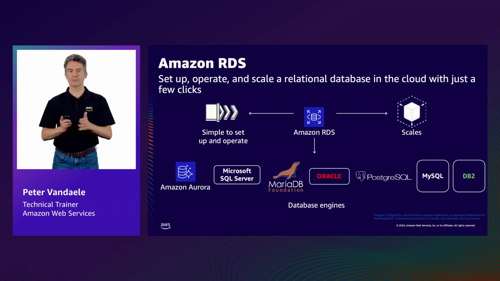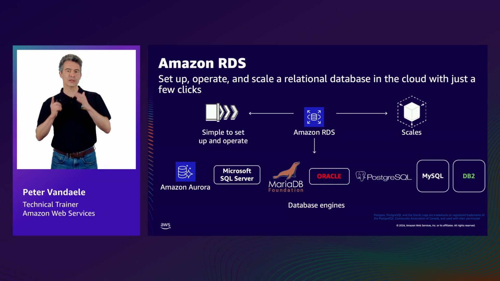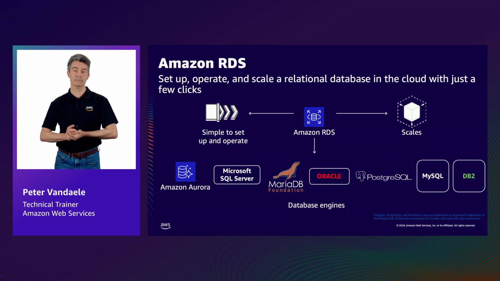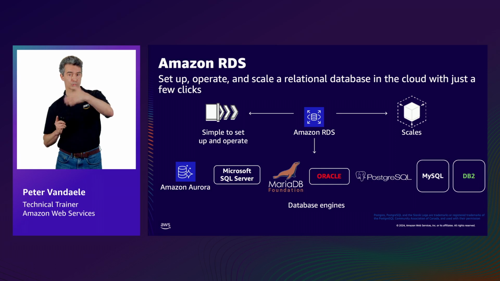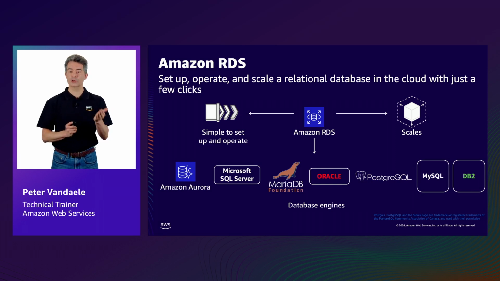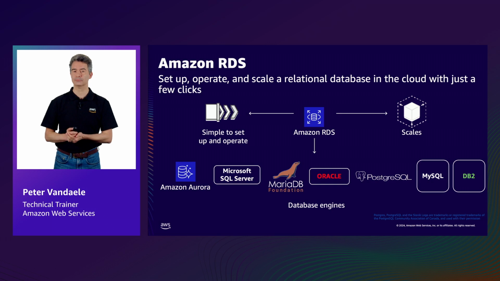Amazon RDS supports 7 familiar database engines that you can choose from, including Amazon Aurora, which we'll talk about, Microsoft SQL Server, MariaDB, Oracle, PostgreSQL, MySQL, and DB2.